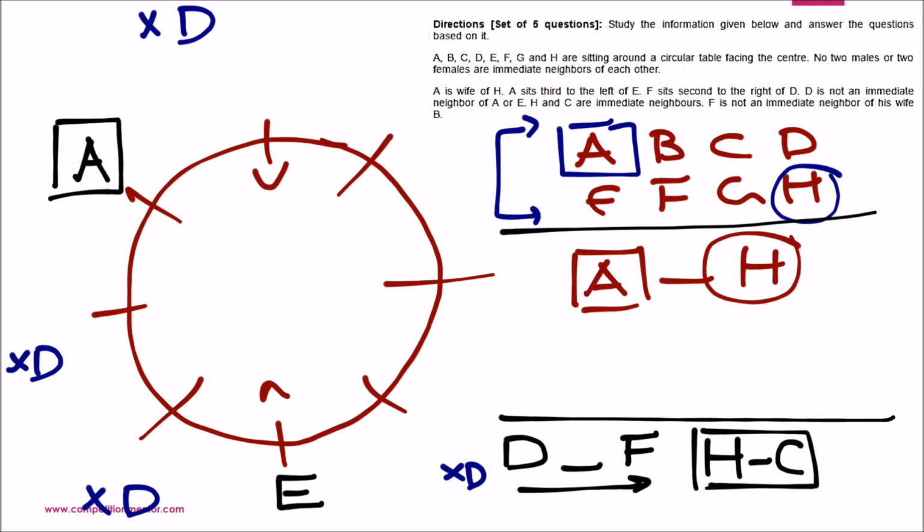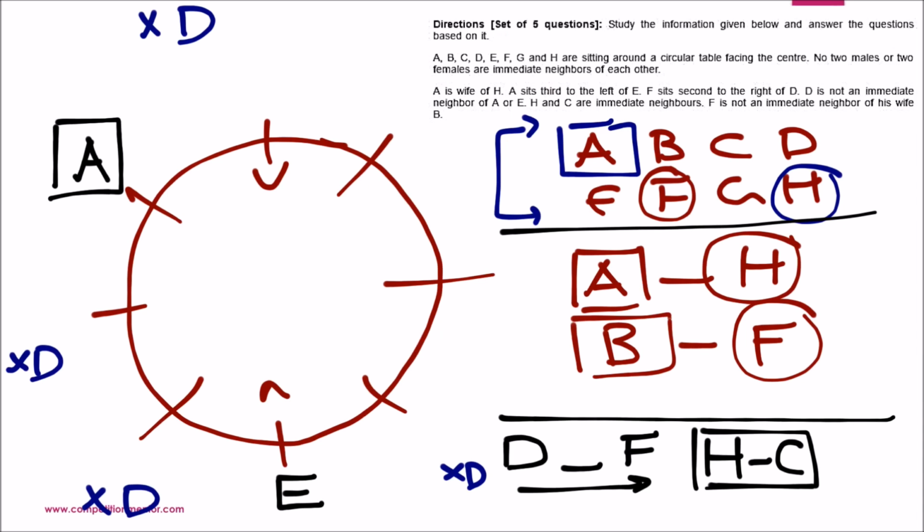F is not an immediate neighbor of his wife B. It means to say B is the female. I will use the red one only, right? F is not the immediate neighbor of his wife B. So F is male, and hence again I will just quickly put the mark whatever we have. So we have, and he is not the neighbor of B, right? So this information we have.